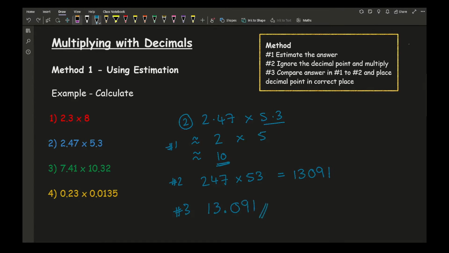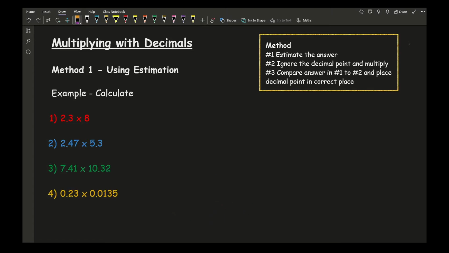For step 3, question 3 rather. I don't know why I keep saying that because we're going in steps. So for question 3, let's get the green pen. Again, I've got 7.41 times 10.32. The first thing I want to do is estimate the answer. So it's 7 times 10. I'm looking for an answer that's roughly around 70.